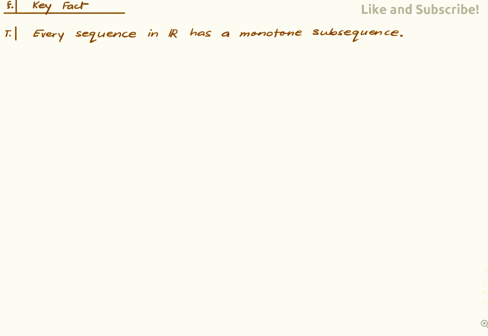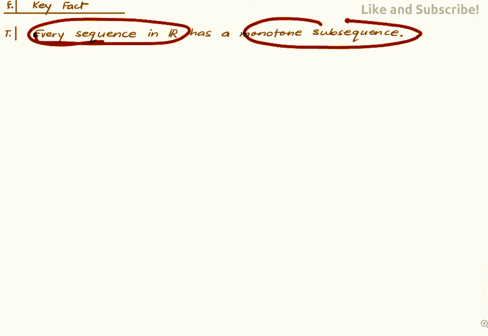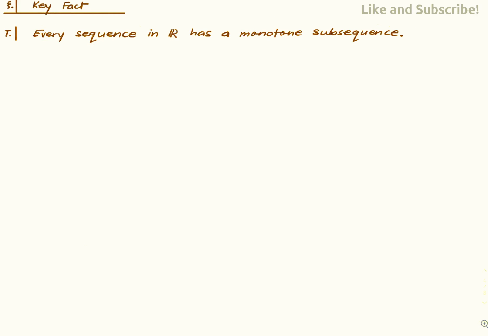What we are going to show is that every sequence of real numbers, no boundedness, nothing is required, has a monotone subsequence. You pick a sequence of real numbers, it will have a subsequence which will be monotone, either increasing or decreasing. Very interesting fact. In fact, I encourage you to think about this before looking at the proof. So let's try to prove this.